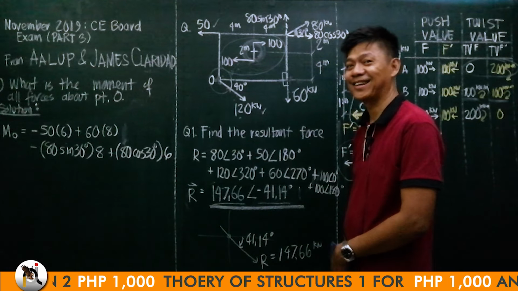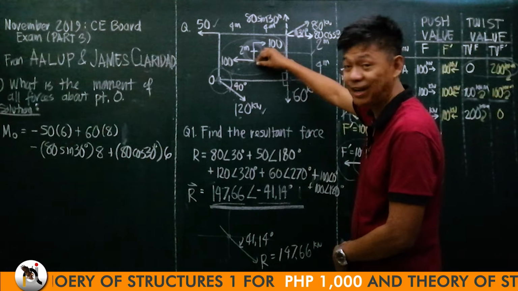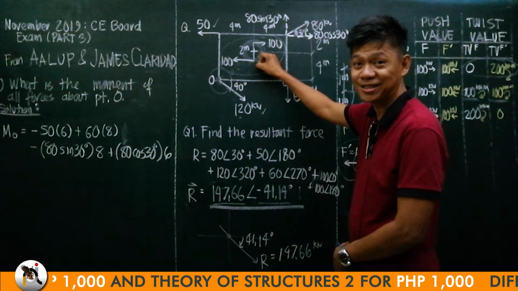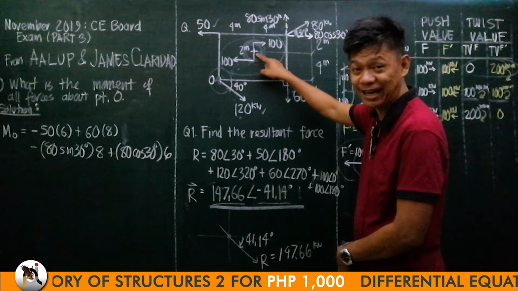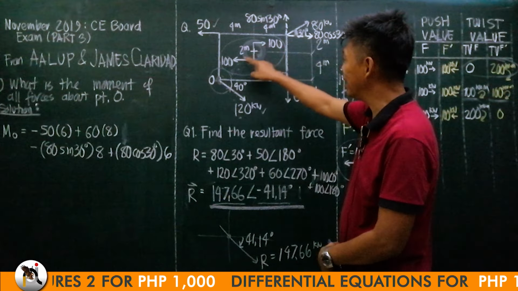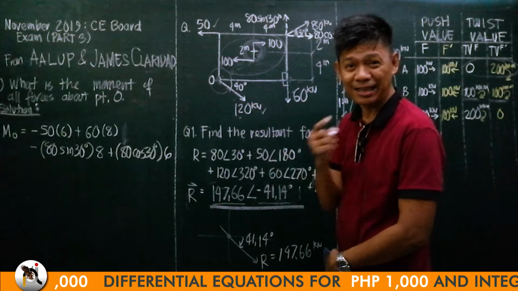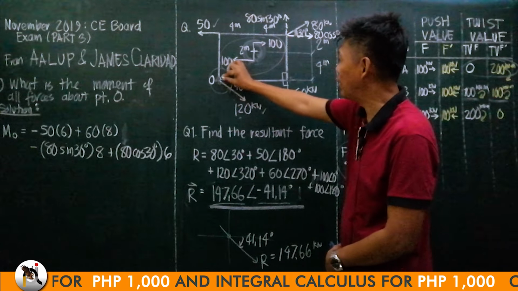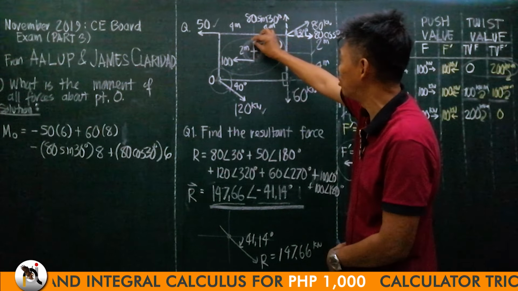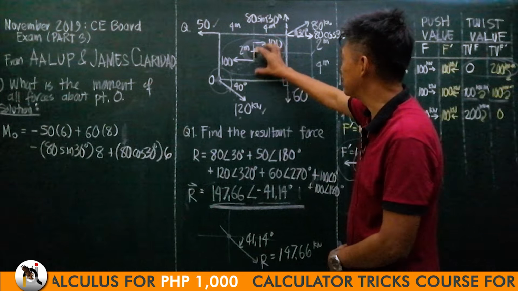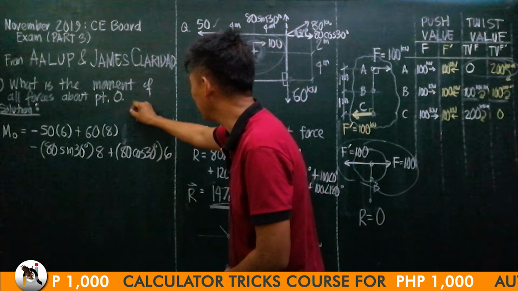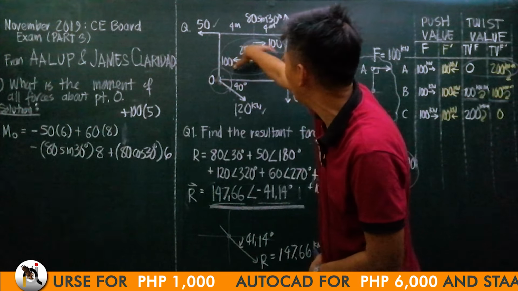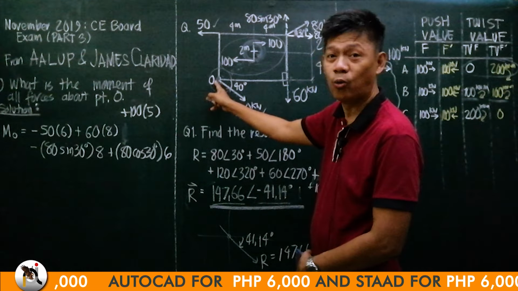Its original value is the twist value, 200 kilonewton meter clockwise. Let us compute it again. For example, we consider the two separately. The moment of this 100 about O is 100 times the moment arm, vertical, 4 meters plus 1.5. So that would be 100 times 5. And that will produce clockwise rotation about O.